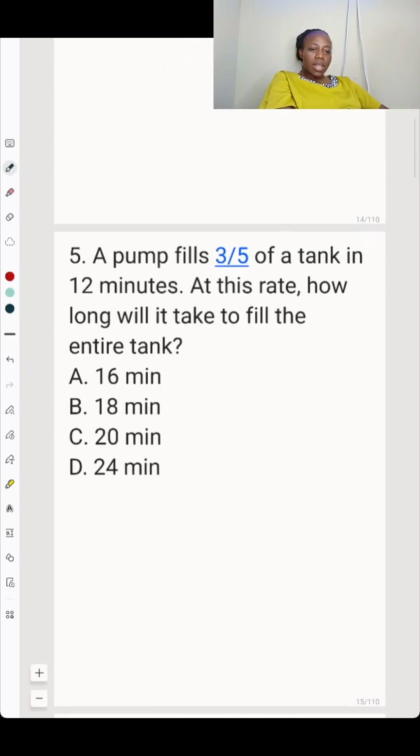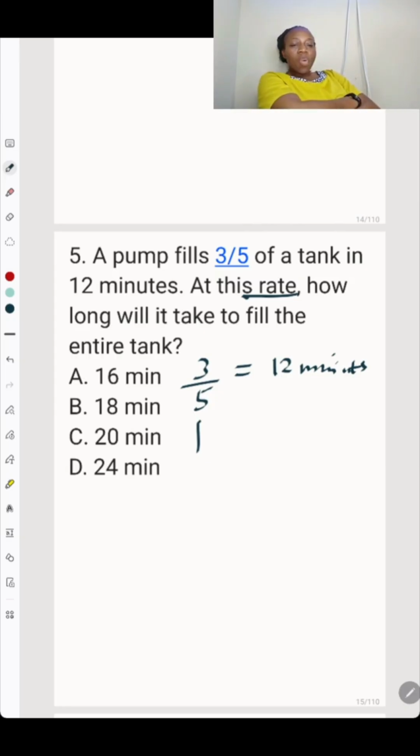The next one is right there. A pump fills 3/5 of a tank in 12 minutes. At this rate, how long will it take to fill the entire tank? That means we want to find the whole tank. 3/5 is a fraction, right? When you are working on fractions, the whole is 1 or 5/5, and that is going to be equal to x, the time we are looking for.